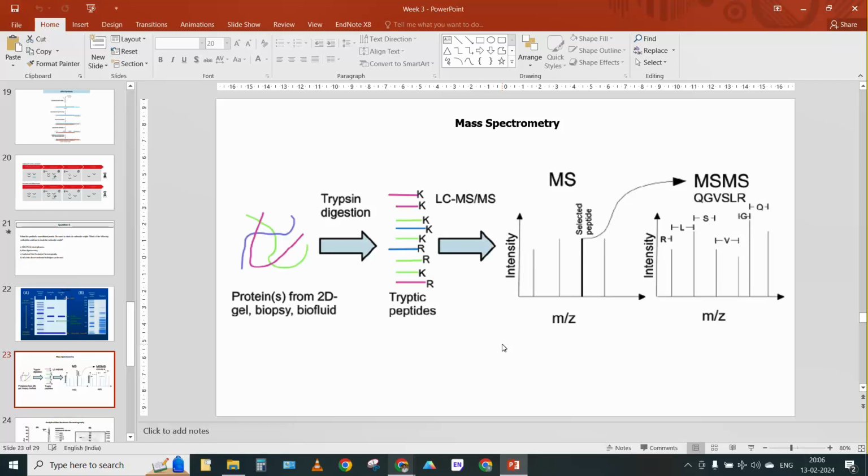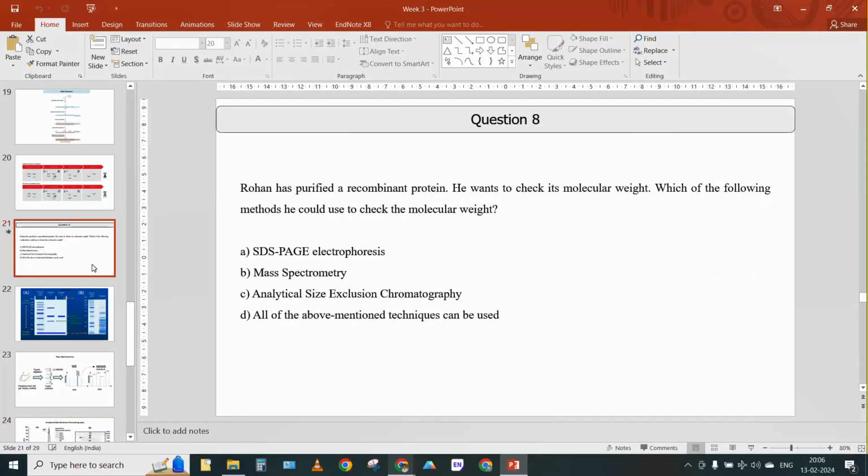ionization, we can say. So in ESI, which is electrospray ionization, the liquid sample is sprayed into a fine mist, and in MALDI, which is matrix assisted laser desorption ionization, the sample is mixed with the matrix and irradiated with the laser to produce ions. In this way, the molecular weight of the recombinant protein can be identified by Rohan.